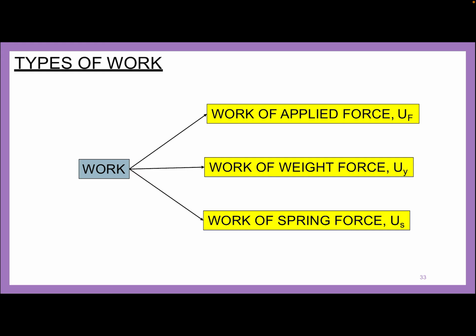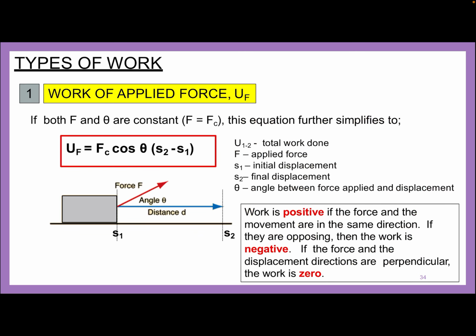So we move to the types of work. The first type is work of applied force, which we write as UF, work of weight force, UY or UW, and the work of spring force, which we write as US.